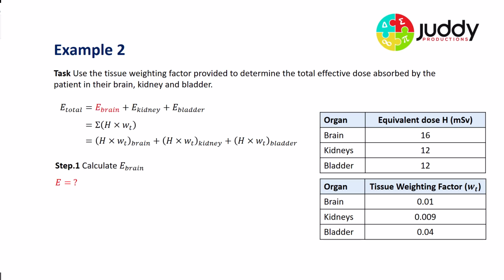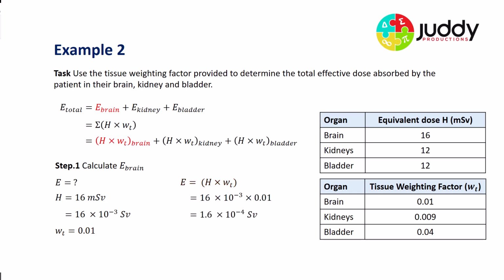So step 1, let's work out the effective dose upon the brain. We can see the brain has an equivalent dose, H, of 16 millisieverts, or 16 by 10 to the negative 3, and it also has a tissue weighting factor of 0.1, meaning that only 1% of that radiation impacts upon the brain. So when we multiply those two together, we find the effective dose of radiation to the brain to be 1.6 by 10 to the negative 4 sieverts. That's the contribution to the overall total effective dose of these three organs.